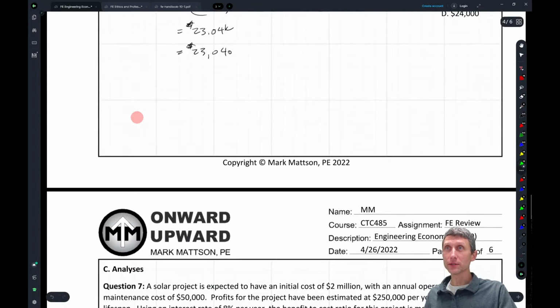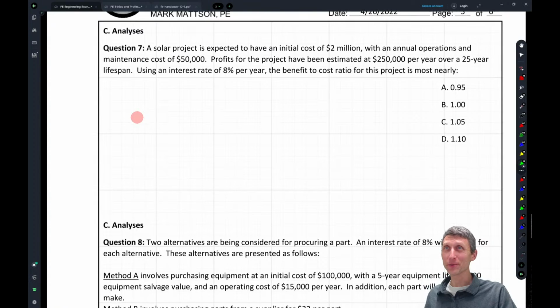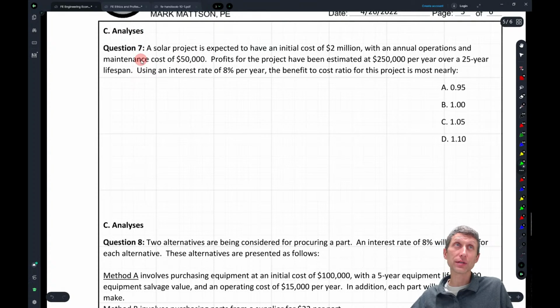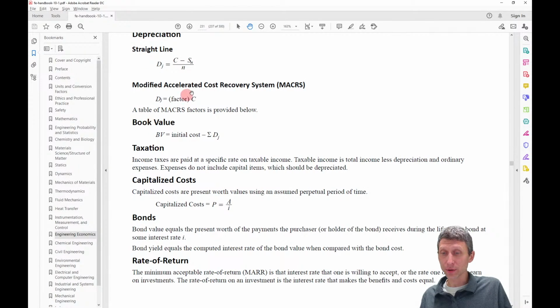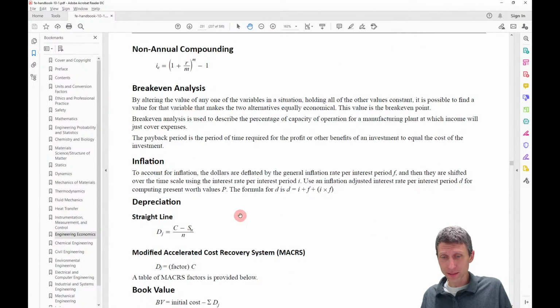Let's keep going. Just a couple more questions, and we'll see. So it's question 7. What do we have? A solar project expected to have an initial cost of $2 million. So is it worth it? Should we pay $2 million? Is there a benefit? This is a benefit cost analysis. This is one of those that shows up in the FE. Actually, right, where did it go? I thought I just saw it here. There's a break-even analysis. We'll do one of those.